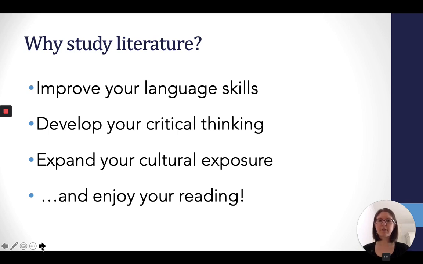The second reason is that we think it's a great way to develop your critical thinking. So reading literary texts teaches you how to engage critically with the language that makes up a text, thinking about how language can be used to inform, to persuade, to create new imaginary worlds, or even perhaps to manipulate or to deceive its readers.